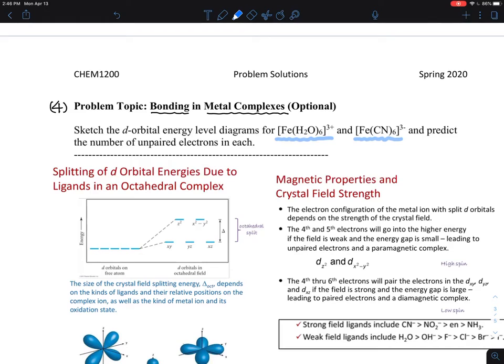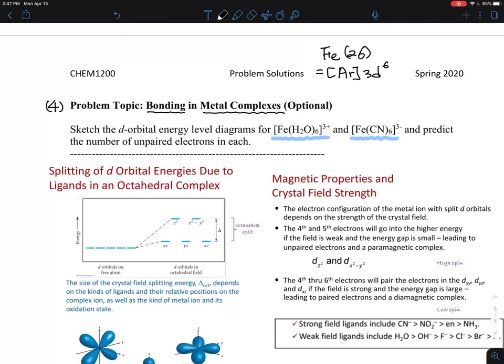If you look at the periodic table, the atomic number of Fe is 26. Its electron configuration has argon as the closest noble gas, and then you have 3d6 and 4s2. So that's the configuration they have.